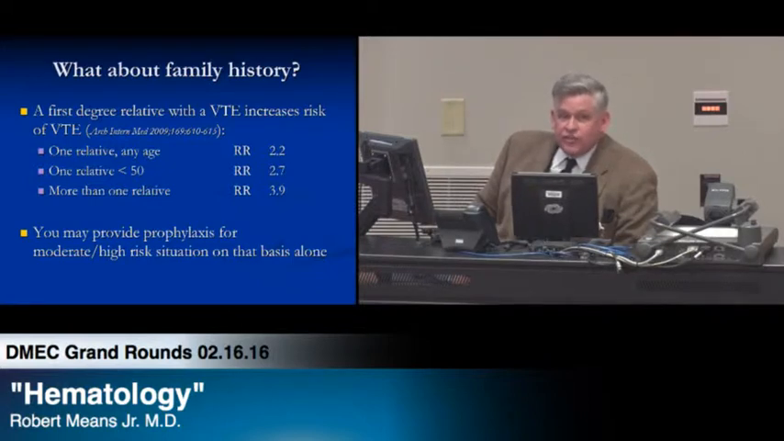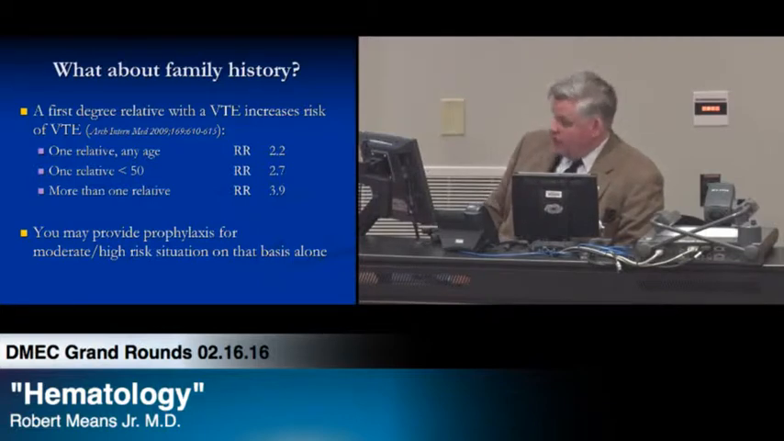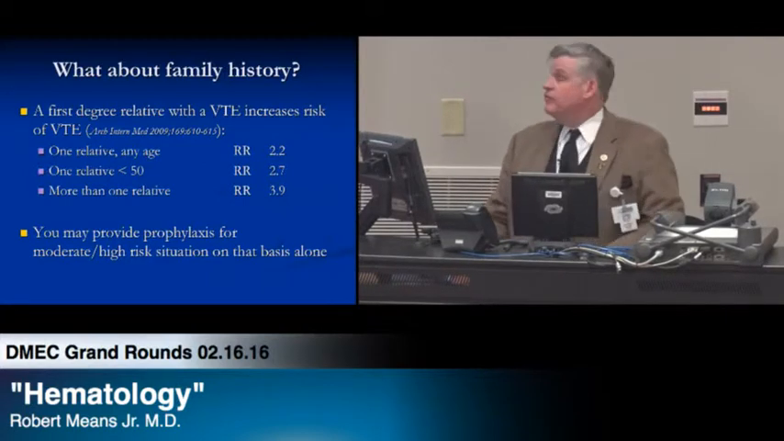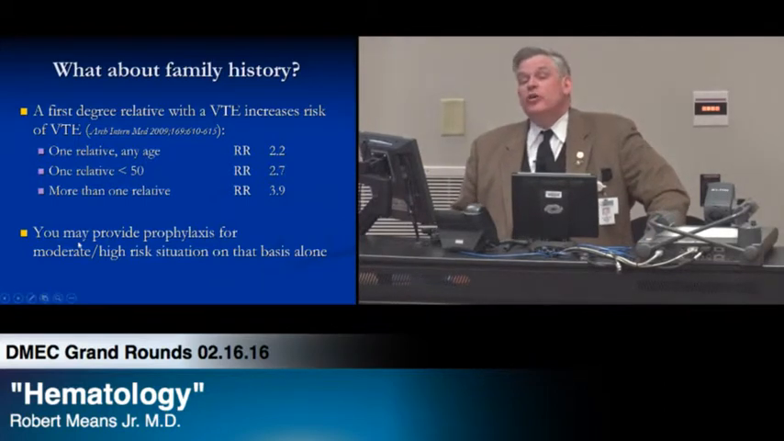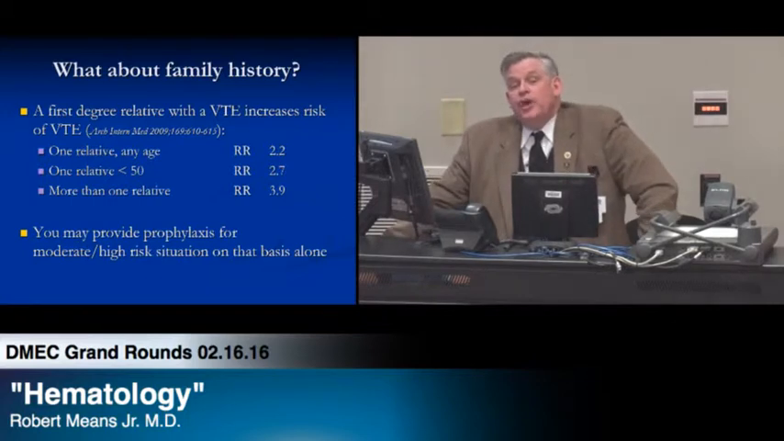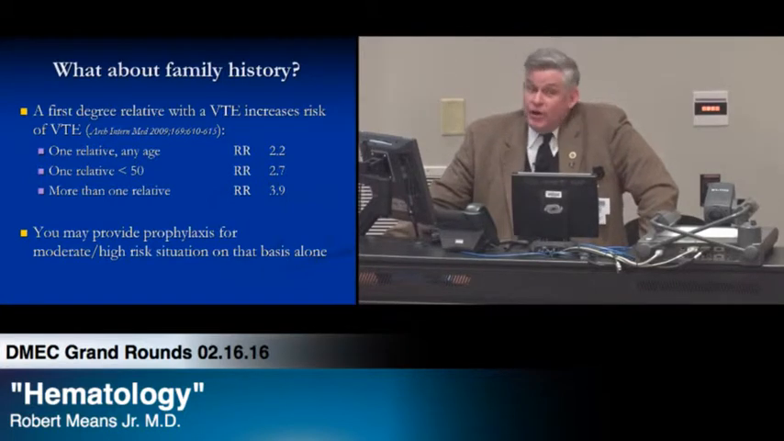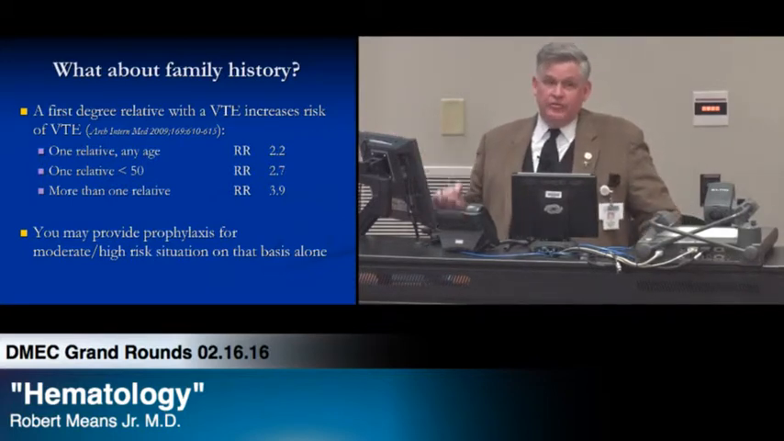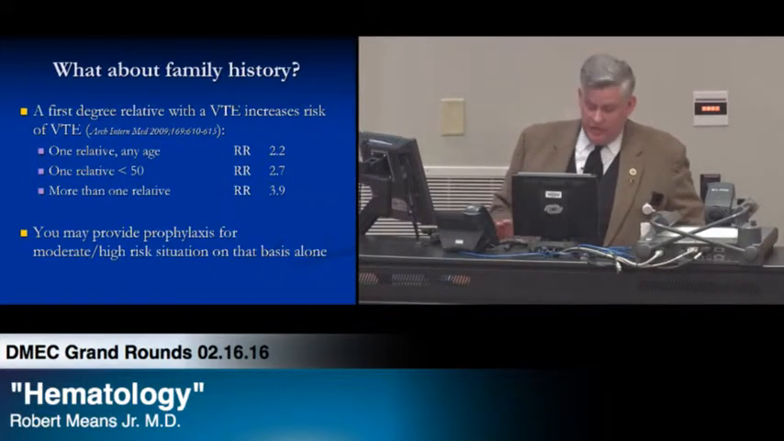Now, the absolute risks are still pretty small, but when I show you some of the data of, for example, recurrence risk with known thrombophilic defects, this number is actually solidly in the middle. So if you have two first-degree relatives who have had a thromboembolic event, you are at least moderate risk for having one yourself. And it would not be at all unreasonable to provide prophylaxis for a high-risk situation, something like surgery, prolonged immobilization, pregnancy, or starting hormonal therapy, just on the basis of your family history alone, without any thrombophilic testing.